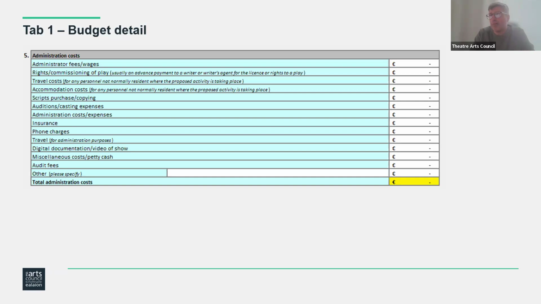Travel costs. There are two line items there for travel for administration purposes and travel costs for any personnel that aren't normally resident where the proposed activity is taking place. So if you are based in Galway and you're having someone traveling in from Dublin, then you may include that cost there.